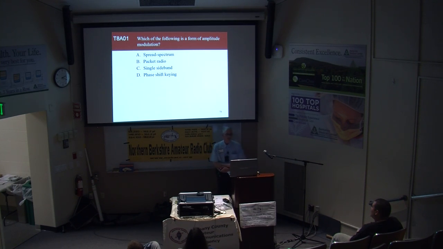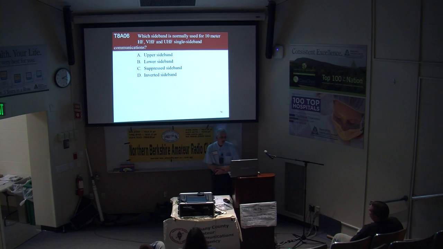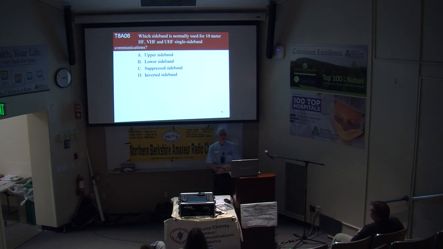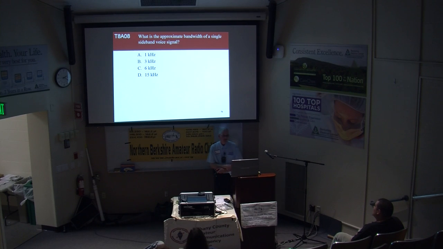Which of the following is a form of amplitude modulation? Which sideband is normally used for 10 meter, VHF, UHF, and HF single sideband communication? Which of the following describes the combining of speech with an RF carrier signal? Oscillation? Modulation. Yep. What is the approximate bandwidth of a single sideband voice signal? 6 kilohertz. Three. Yeah. Math. Oh, geez, you guys only nailed like 99%.